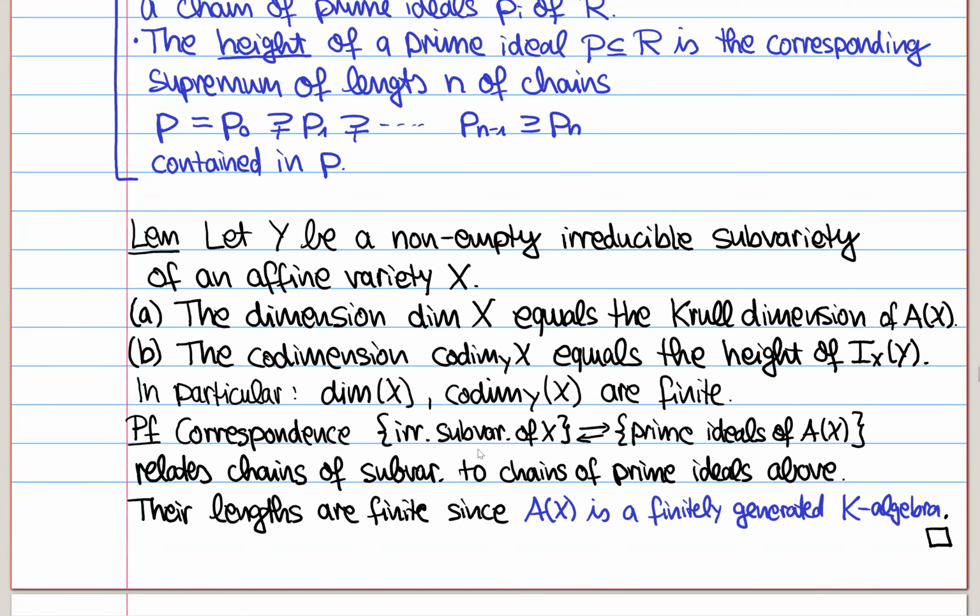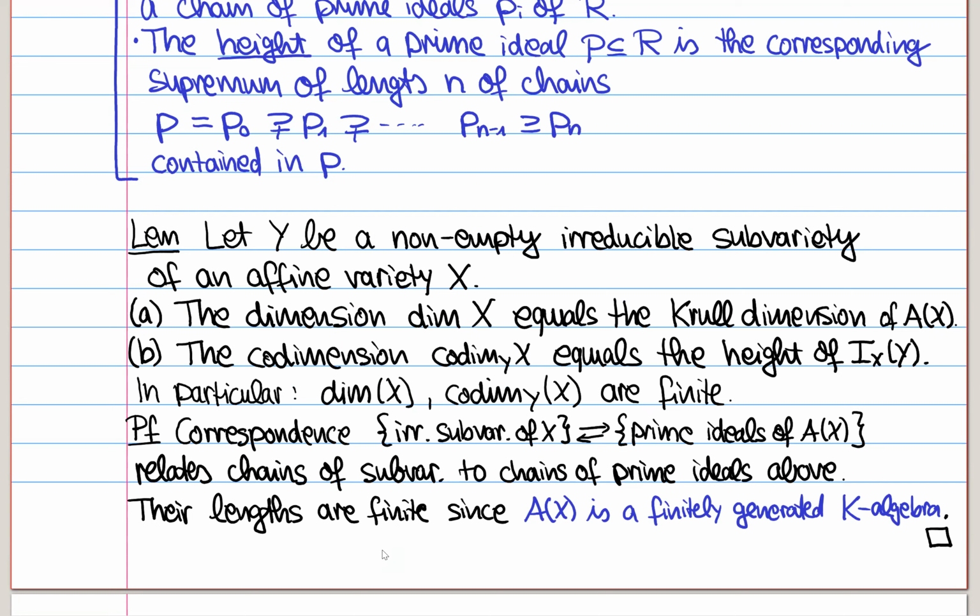Similarly, for the codimension, the chain of irreducible subvarieties in X had to start with Y. And if you do the correspondence again, then the chain of prime ideals must terminate in the ideal of Y, which is the prime ideal that we apply this to here. So this also proves part B.